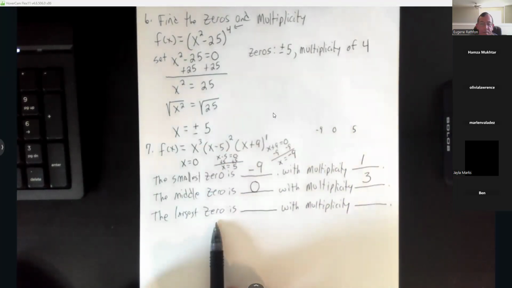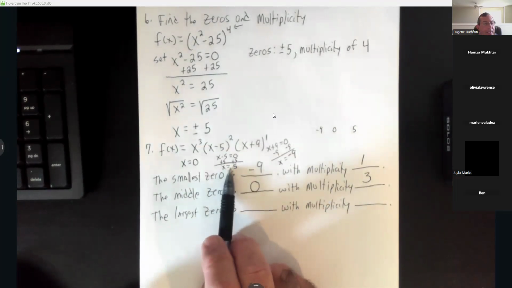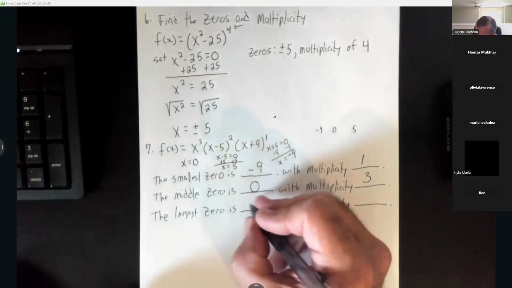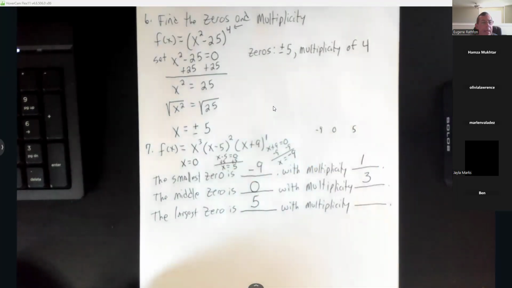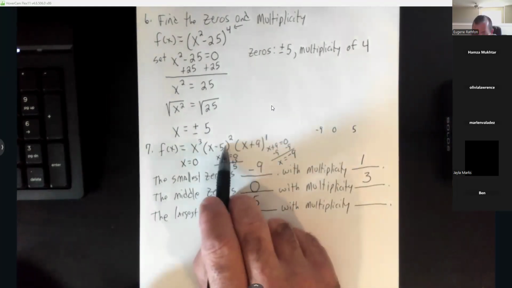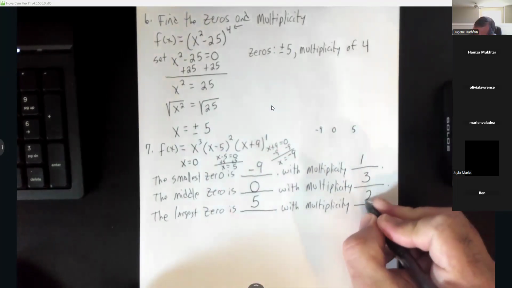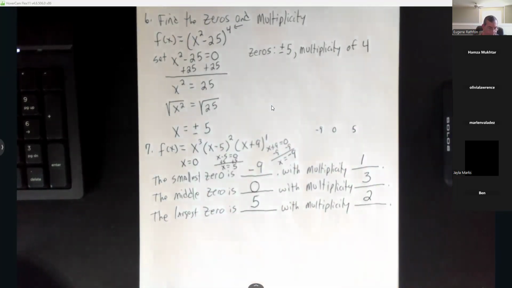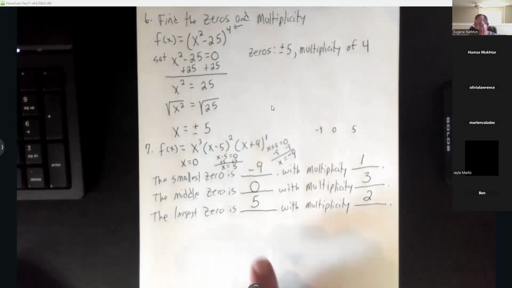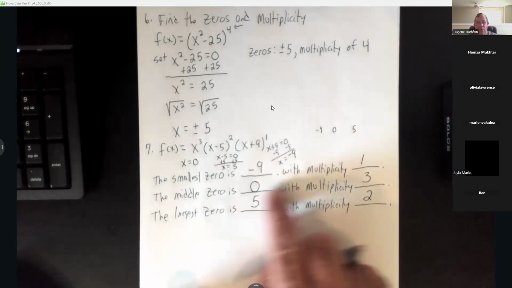So the largest zero is going to be obviously the 5. And it had a multiplicity of, where we got that from right there, 2. And so that's when they're just making you put in the answers how they want them, okay?